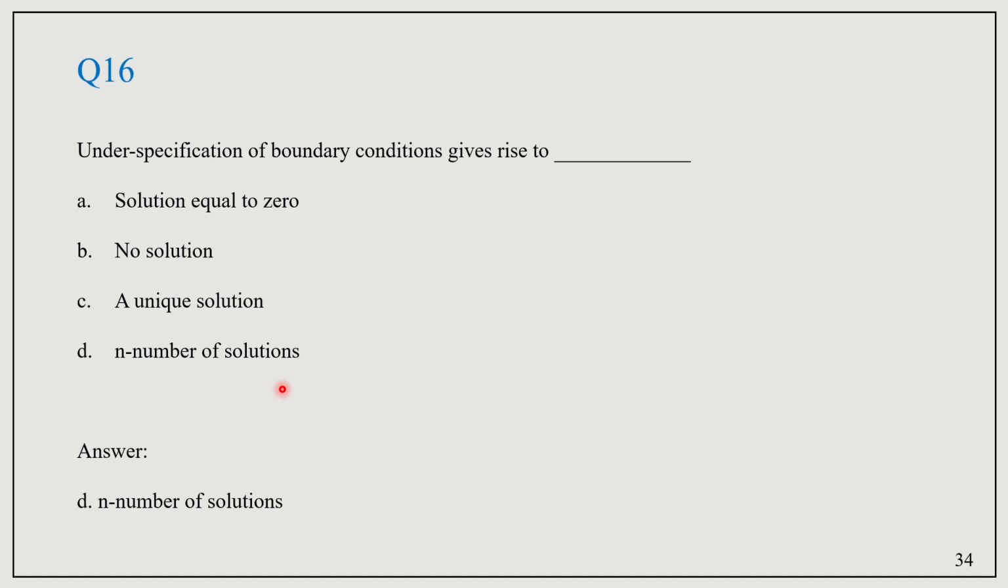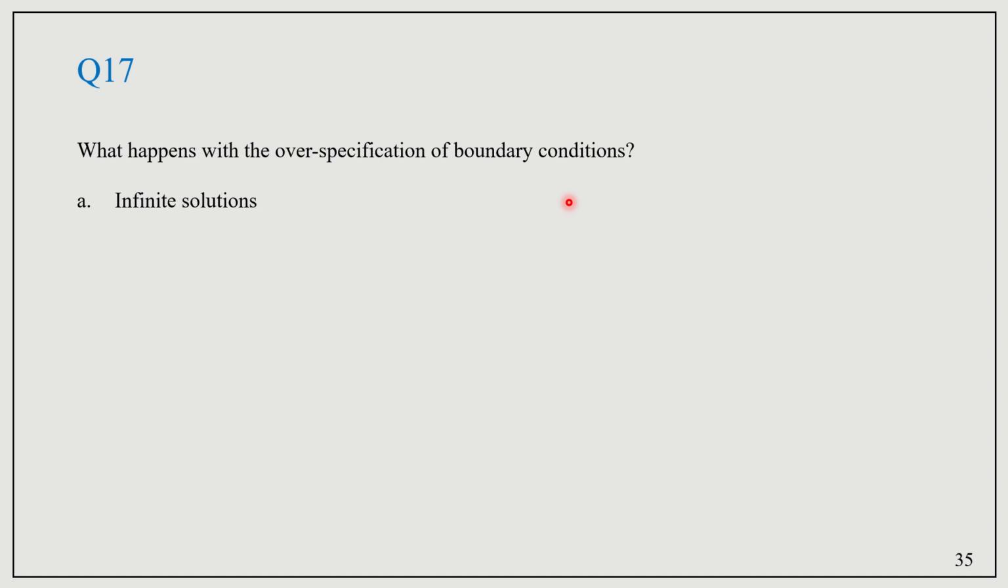So now we will go to question 17. This is the last question for today's session. What happens with the overspecification of boundary conditions? Option A, infinite solutions. Option B, unique solutions. Option C, unphysical solutions. Option D, no solution.